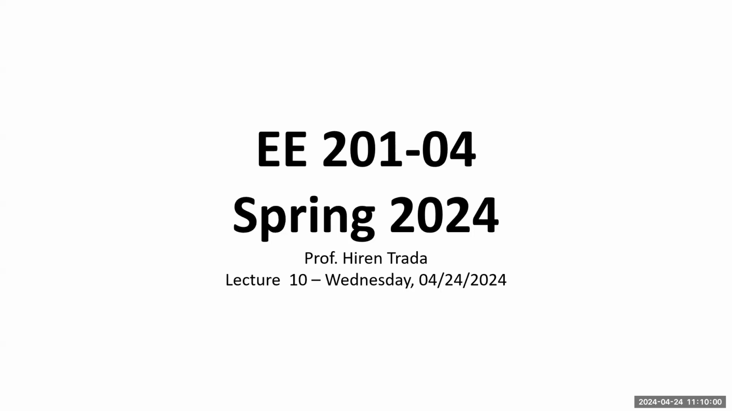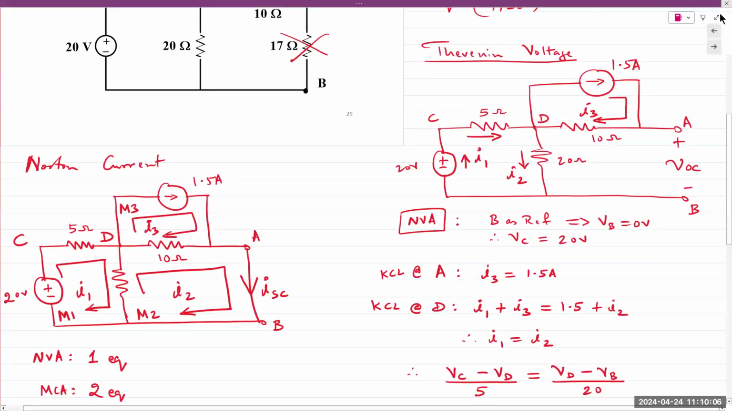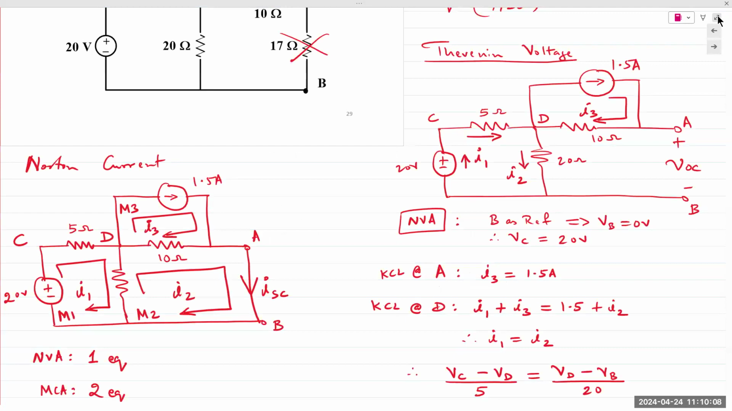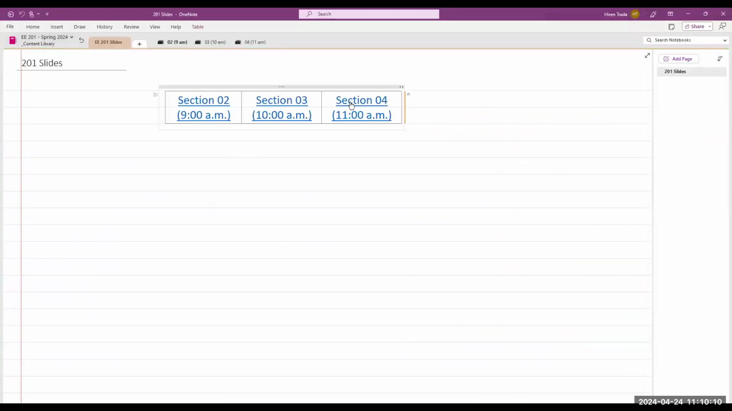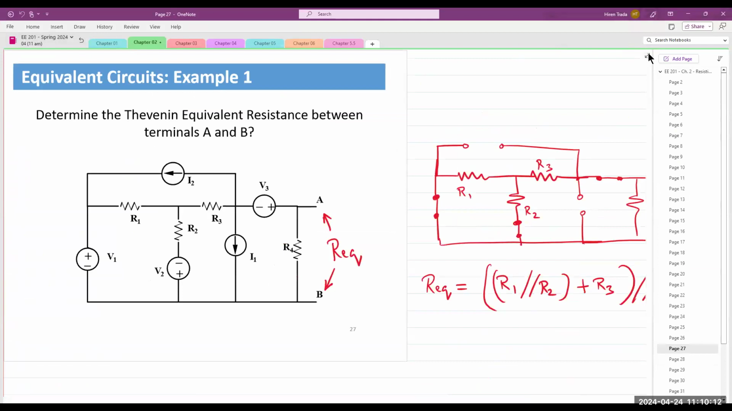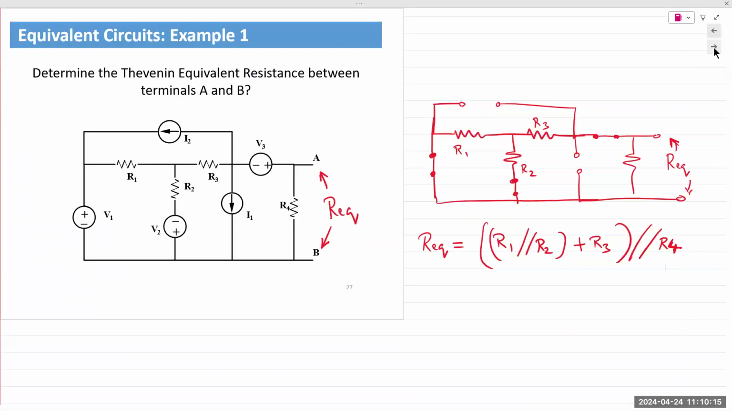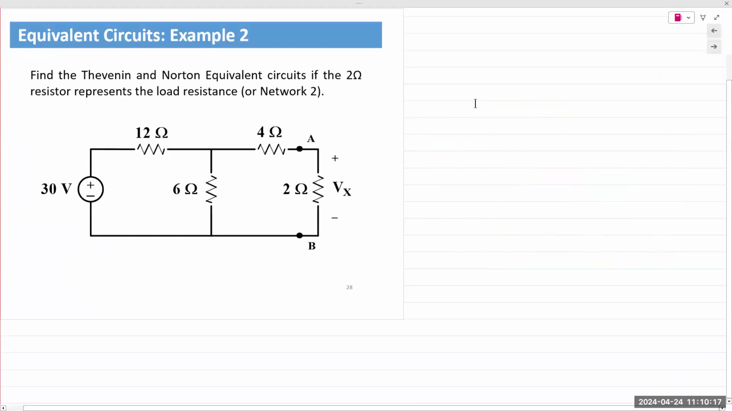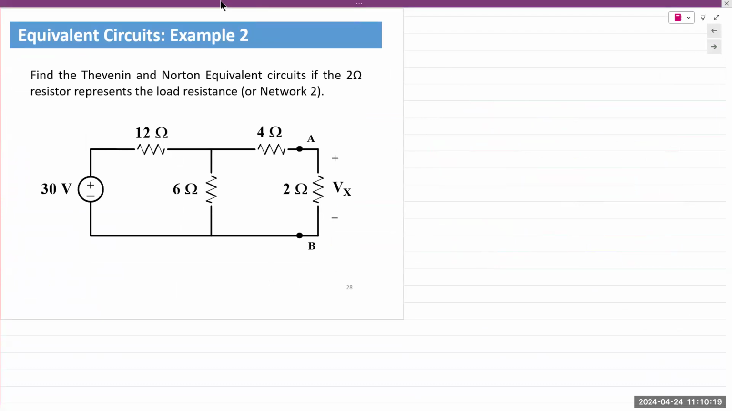And let's bring up the class notebook. Section 4. And take your calculators out, and we will solve this as we go along. I mean, you will solve this as we go along.